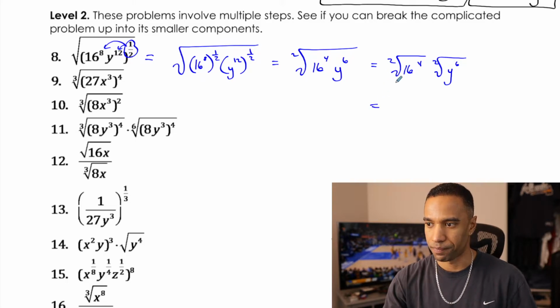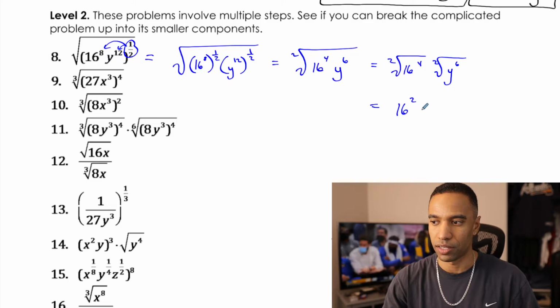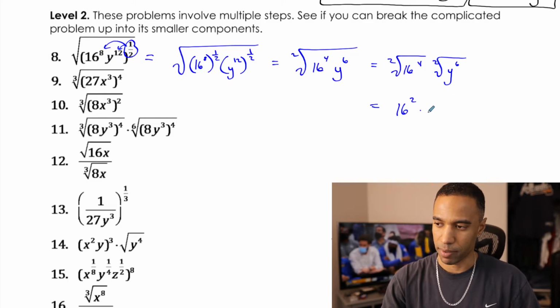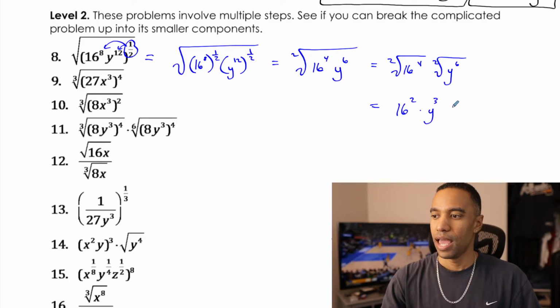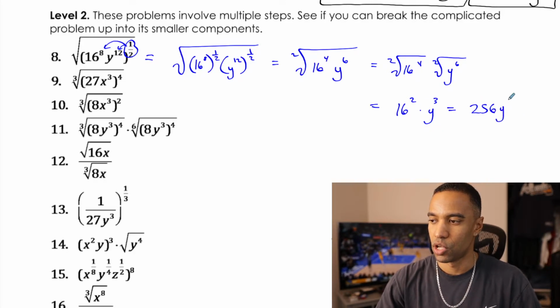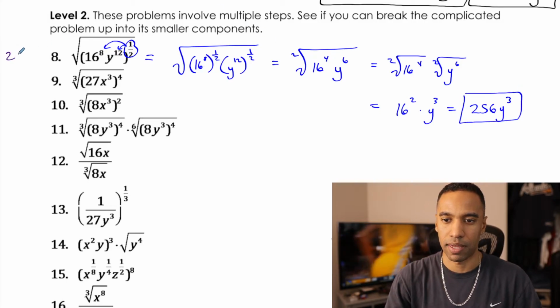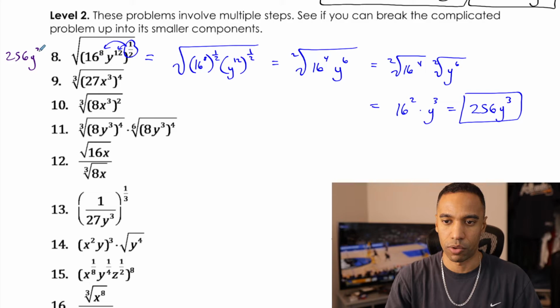So the square root of 16 to the 4th, you divide 4 by 2 and you get 16 squared. Good, that's a good number. And then 6 divided by 2 is 3 and you get y cubed. And 16 squared is 256. So you get 256 y cubed. That's one way of going about the problem, and that will be a correct answer that I'll write there.